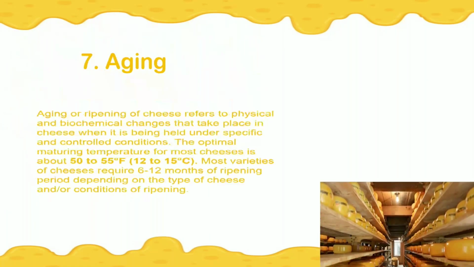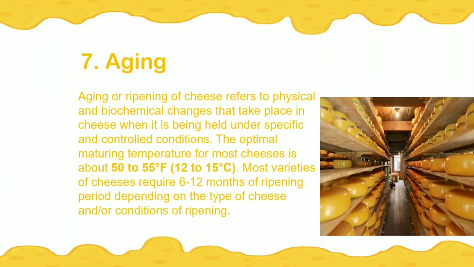The final step is aging. Aging or ripening of cheese refers to physical and biochemical changes that take place in cheese when it is being held under specific and controlled conditions. The ideal aging temperature for most cheese is 12 to 15 degrees Celsius. Most cheese are aged between 6 to 12 months depending on the type and the variety of cheese.